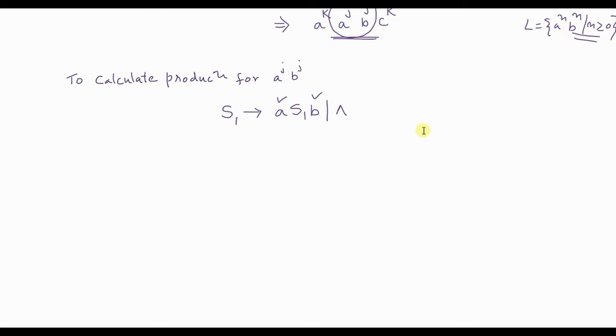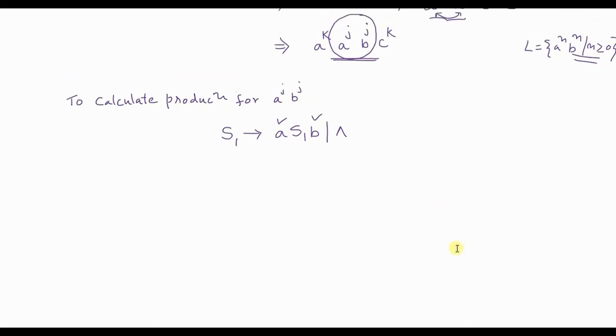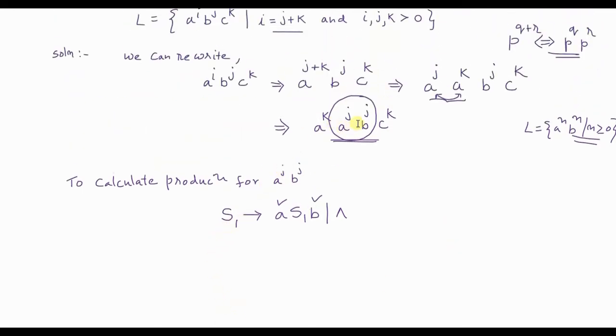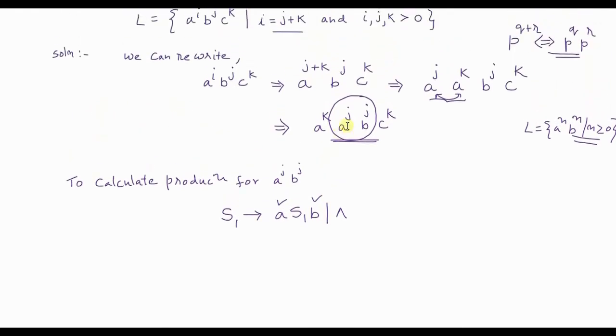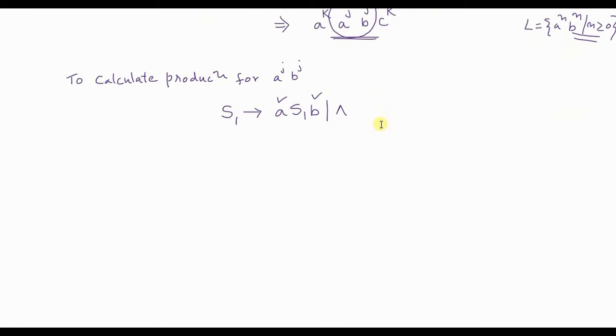Okay, so we have already seen this. The S1 production is going to take care of A raised to j, B raised to j. Now the next question is: S1 production takes care of A raised to j, B raised to j. That means it ensures that the number of A's and number of B's in the inside part are equal. Now let us see how we can ensure that for every outside A, there is a matching outside C.